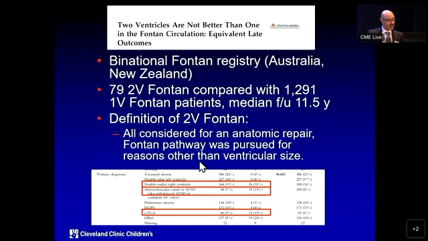This is the paper that was mentioned yesterday, and I'm obviously not going to go through it, but this is the paper that kind of broke the dogma that 2 ventricles are certainly better than 1 ventricle in the Fontan circulation. So this is from Australia and New Zealand. They looked at quite a large number of patients comparing 2 ventricle Fontans versus 1 ventricle Fontan, and they defined 2 ventricle Fontan as all of those who basically have 2 good ventricles, but had a Fontan palliation for reasons other than ventricular size. And they include things like double outlet, AV septal defects, and CCTGA.